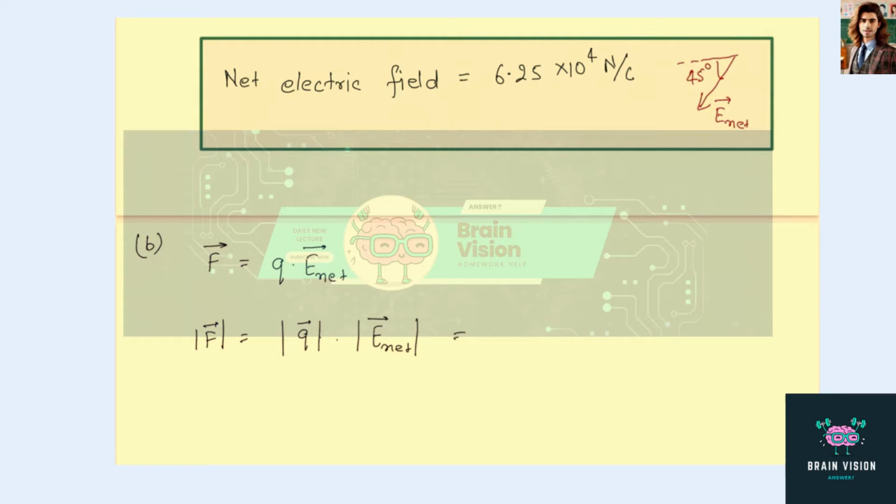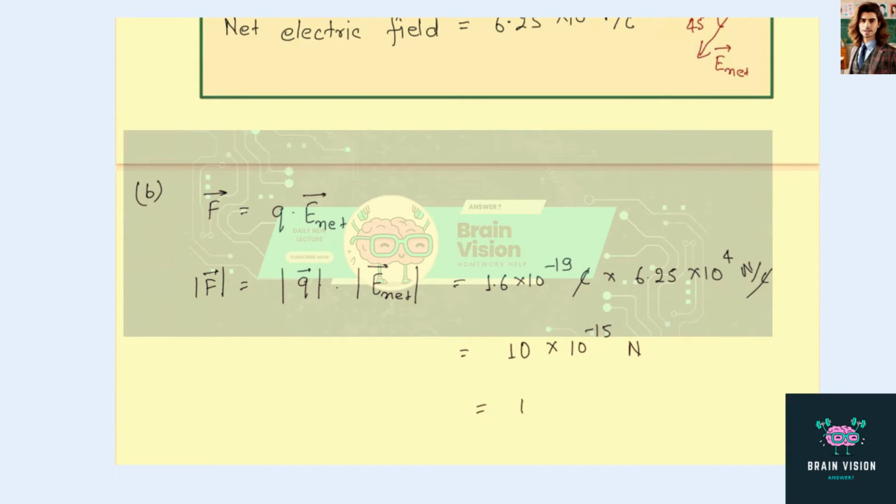What is the magnitude of charge on one electron? It is 1.6 into 10 raised to the power minus 19 coulomb. And what is the net electric field? So as we have just calculated, net electric field is 6.25 into 10 raised to the power 4 Newton per coulomb. So it comes out to be 1.6 into 6.25 is 10, and 10 raised to the power minus 19 into 10 raised to the power 4, it will be 10 raised to the power minus 15. So coulombs get cancelled, so the remaining unit will be Newton. So it is equals to 10 raised to the power minus 14 Newton.